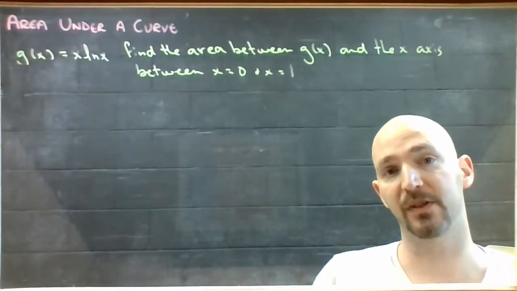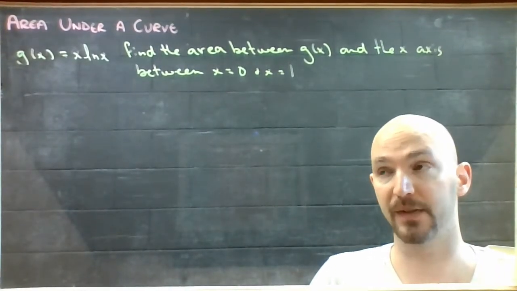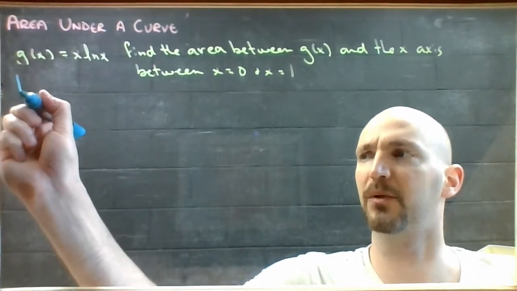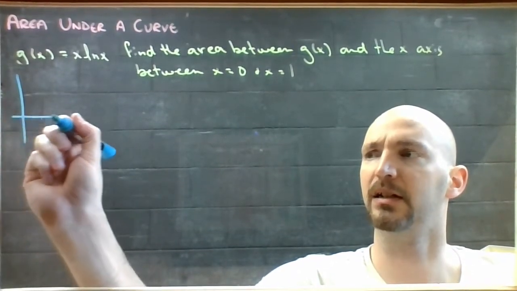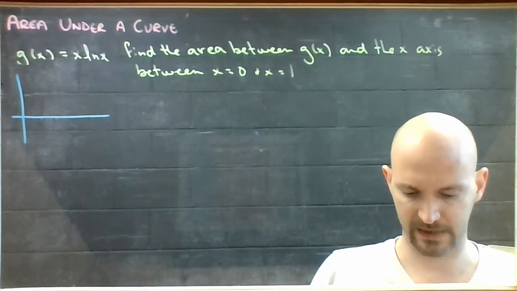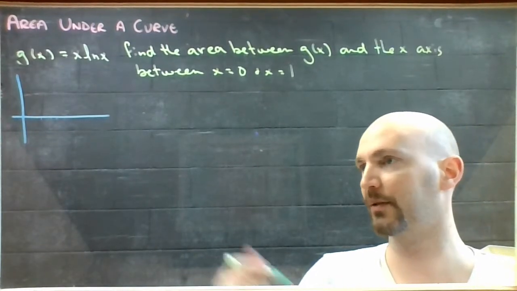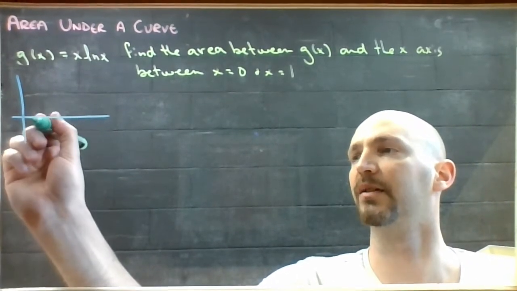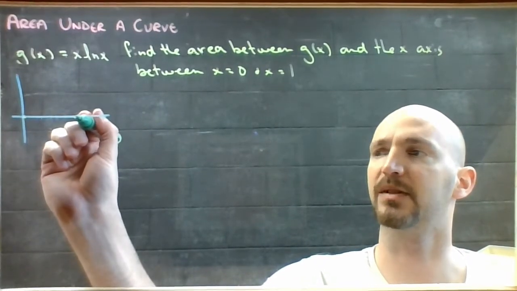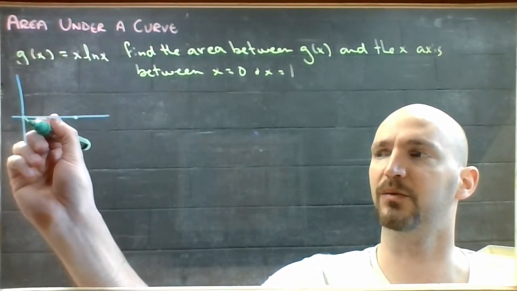So this function was one of the ones you did back in curve sketching, so you'll kind of have to remember what it looks like. It has an x-intercept at 0. That's sort of where it starts. And then it has an x-intercept at 1, and it does something like this.